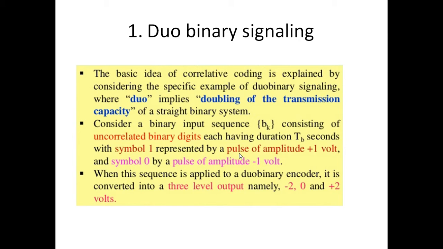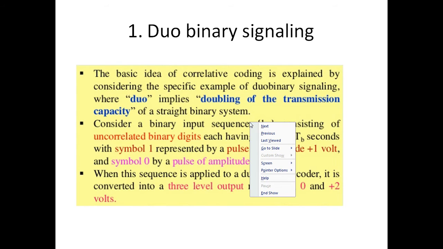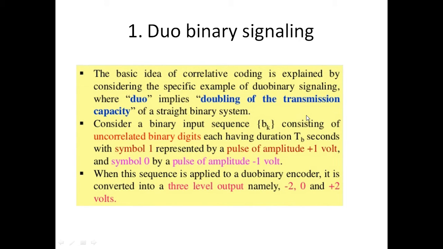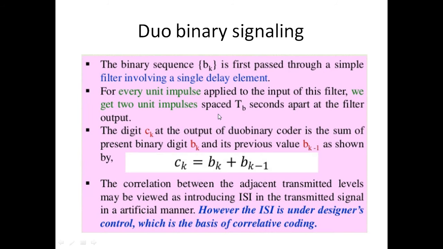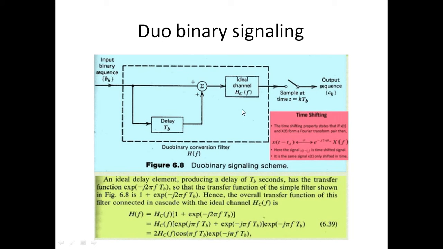Each binary data will be like a rectangular waveform. Each bit duration, either binary 1 or binary 0, will have a bit duration of TB. Symbol 1 is represented by a pulse with plus 1 volt. Symbol 0 will be represented by a pulse with minus 1 volt. All of you know the rectangular waveform. So it will be represented as a pulse. When this sequence is applied to the duobinary encoder, as I have shown, this is a duobinary encoder.